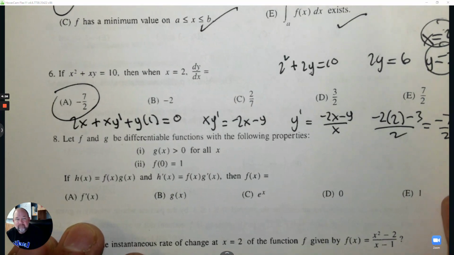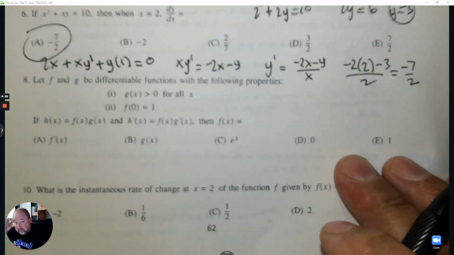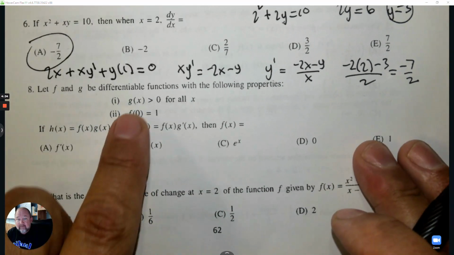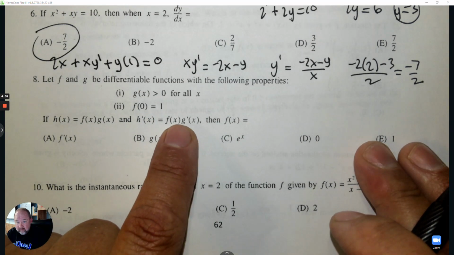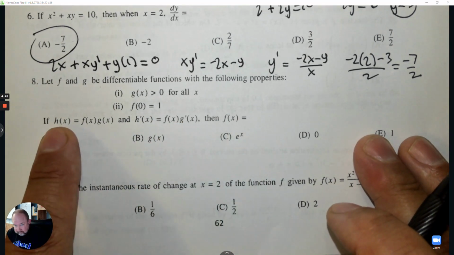Number 8. Let f and g be differentiable functions. G is always positive, and f at 0 equals 1. H equals this. The derivative equals this. Then f at x equals what?